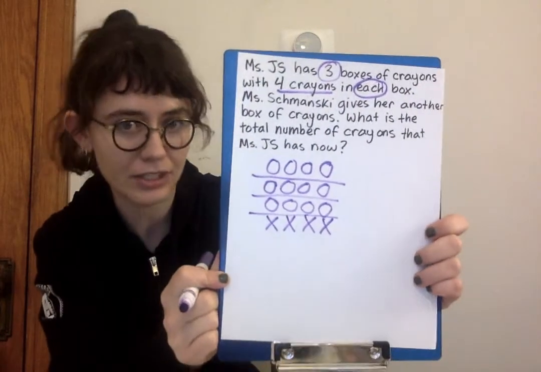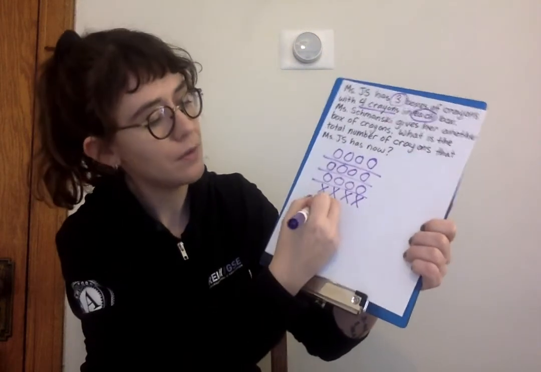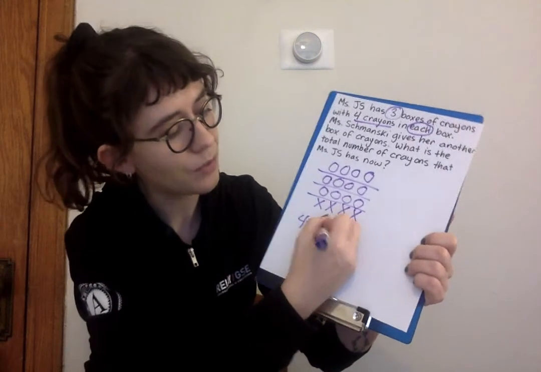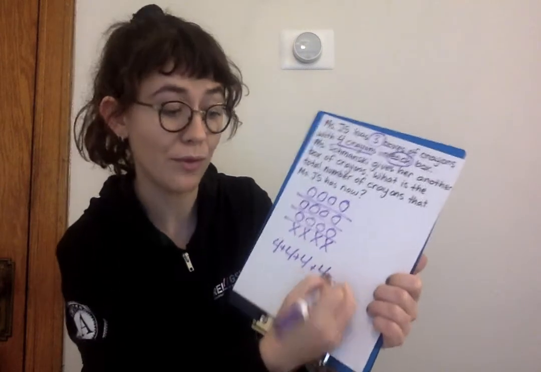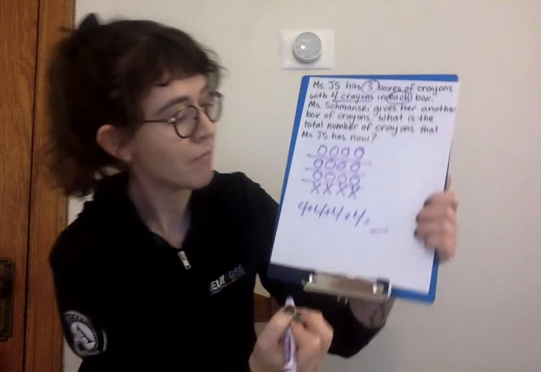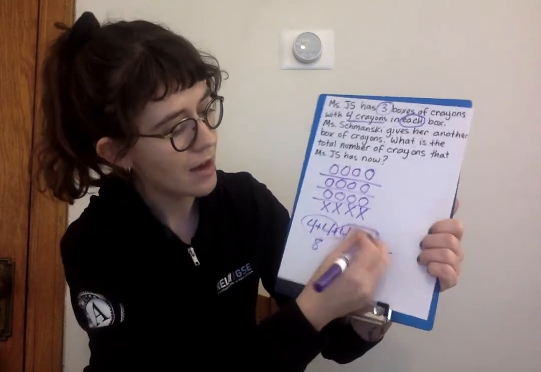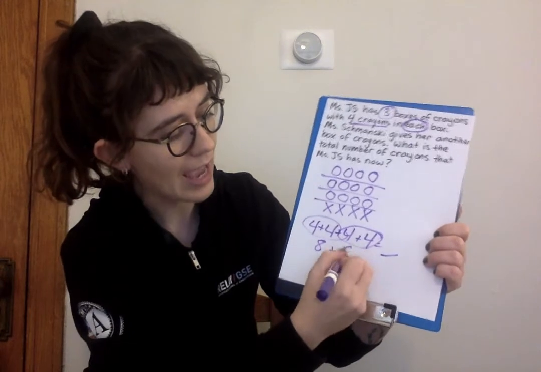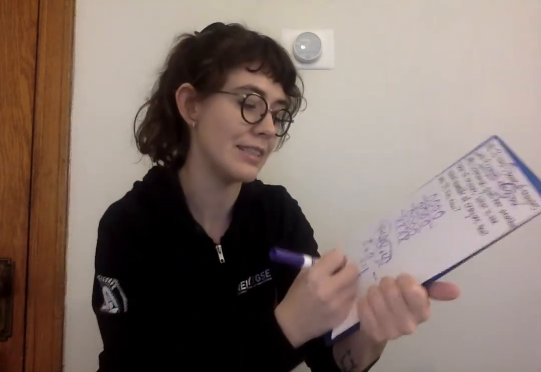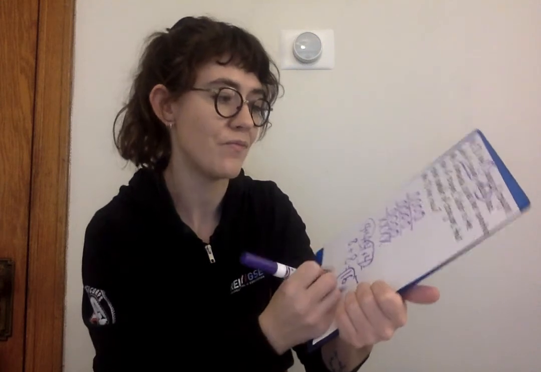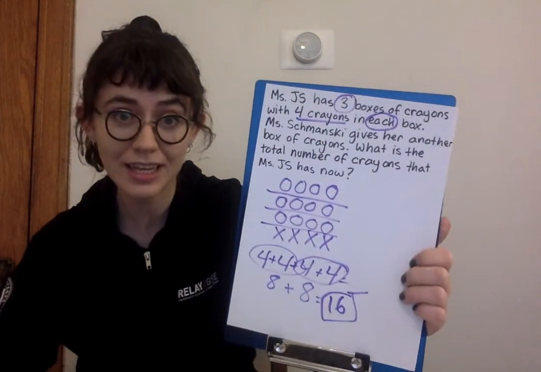Let's use repeated addition to find that total, all right? I've got 4 in the first row, plus 4 in the next row, plus 4 in the next row, plus 4 in the last row. And those were those 4 extra crayons from Miss Szymanski. So 4 plus 4 is 8. Another 4 plus 4 is 8. And that's another doubles fact. 8 plus 8 is 16. So Miss JS ends up with 16 crayons.